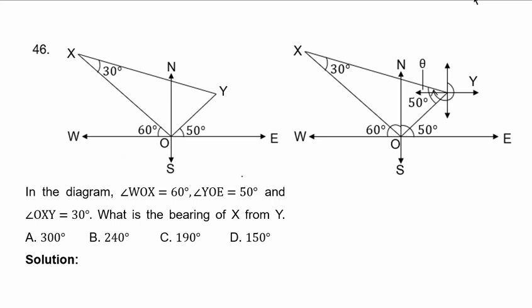Question 46. In the diagram, angle WOS equal to 60 degrees. Angle YOE equal to 50 degrees. And angle OSY equal to 30 degrees. What is the bearing of S from Y? You go to Y and get the bearing of S.